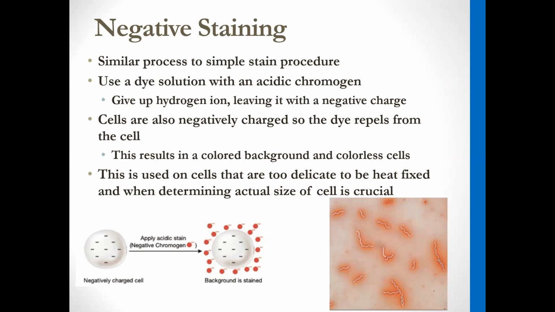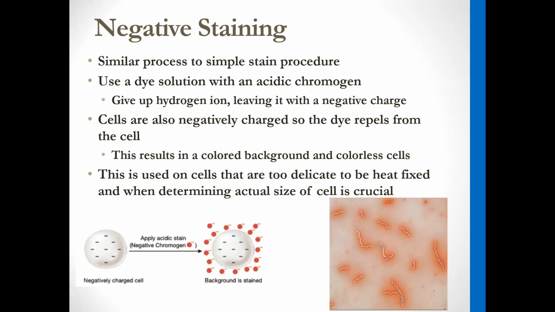So the negative stain is opposite of the simple stain in how it works, but also in what you see. As you can see in this picture, you're actually going to get a more colorful background, and these cells themselves are going to appear colorless because the dye is repelling the cell. So the background gets stained, but the cells remain colorless, allowing you to still see the morphology and the arrangement. But again, the cell size has not been altered because they haven't been exposed to high heat.